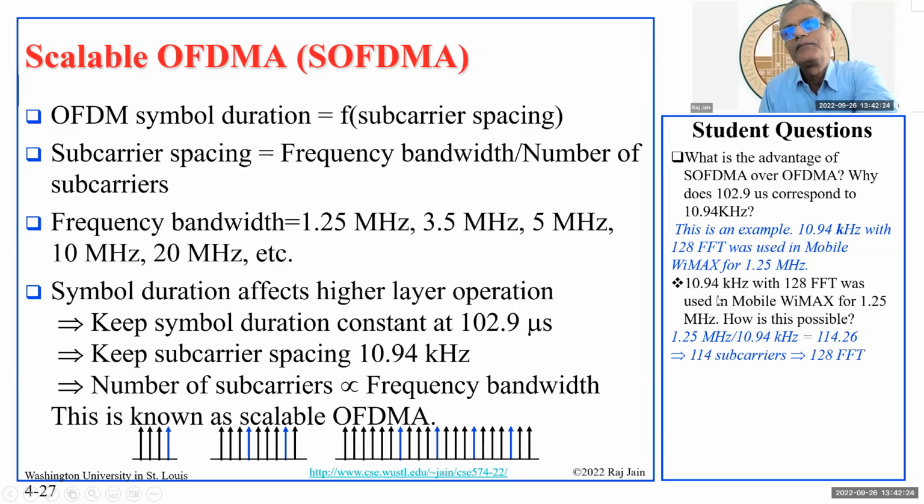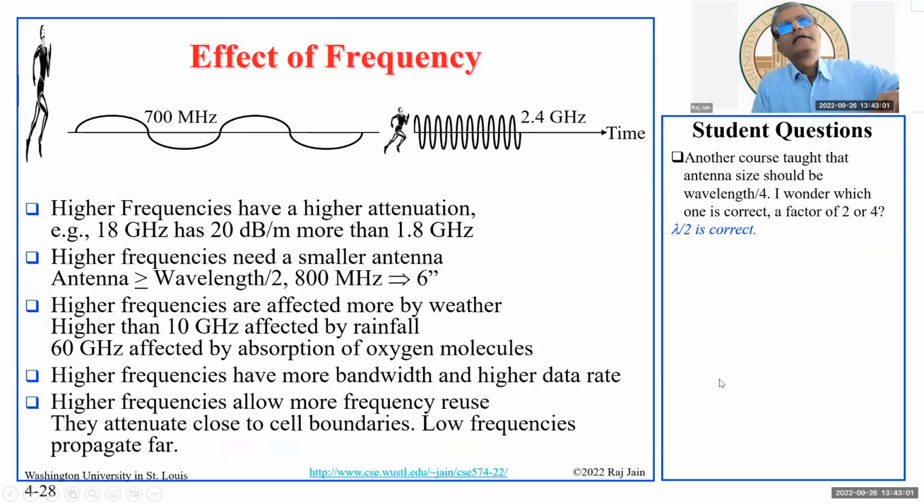All right. I think whoever asked this question multiplied 10.94 by 128 and said we get a lot more than 1.25. Yeah, you will get more than 1.25, but we are not using that. We are using just 114 of those. Okay. But FFT doesn't work for 114 unless you go by power of 2. So all the FFTs are power of 2s, and some of the rows will be zeros, and that's fine. FFT works. All right, that's the question.